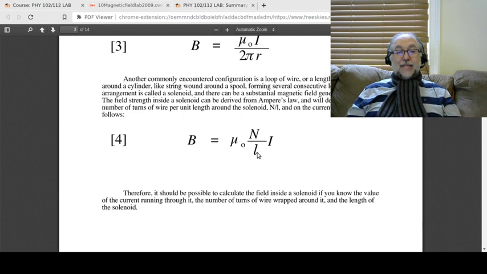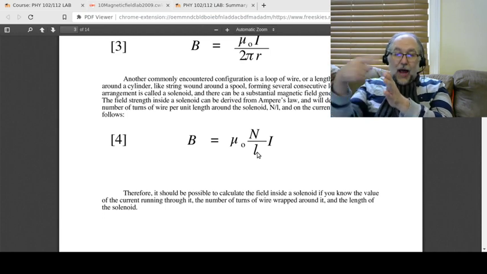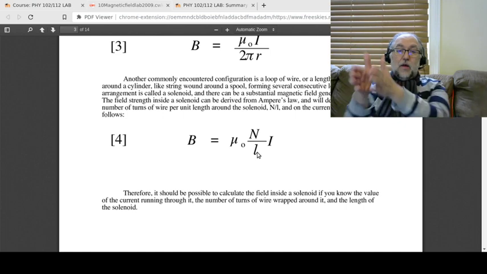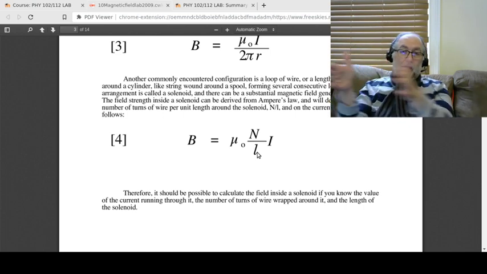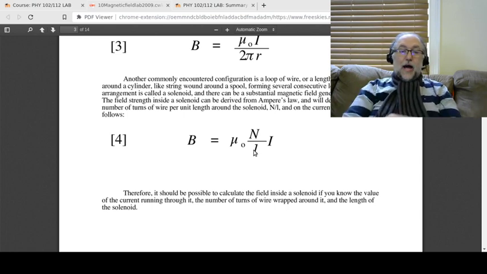There's another one, and that's L there. There's another property that goes in here, and that's the length. Because if you're able to get the windings in a really, really tight space, then you're going to get a lot of B field. But if you spread that out over distance L, where little l is the length of the solenoid, then you're actually going to decrease the magnetic field.